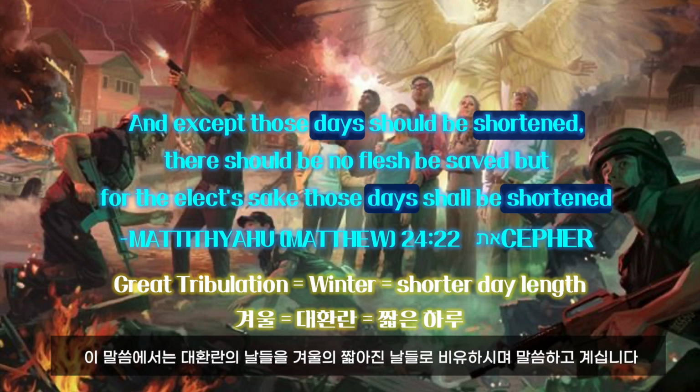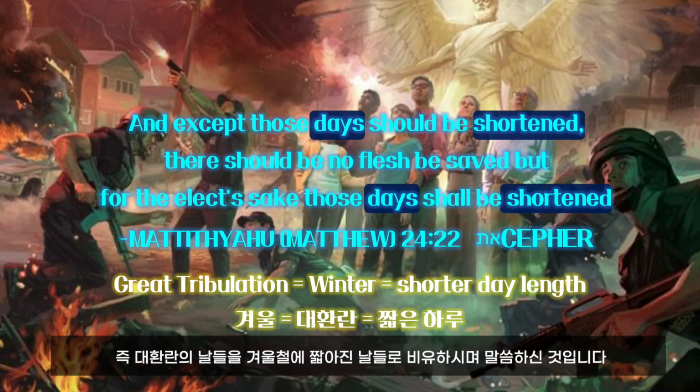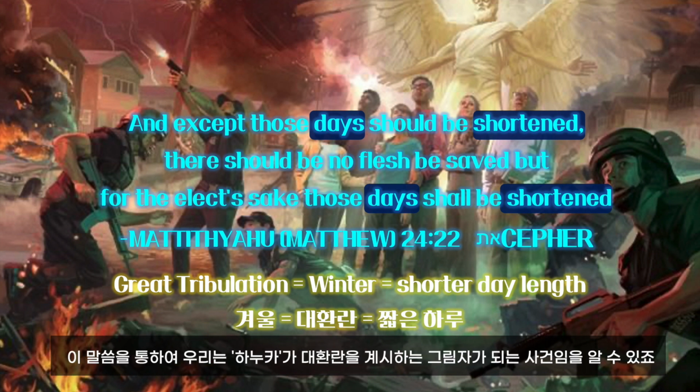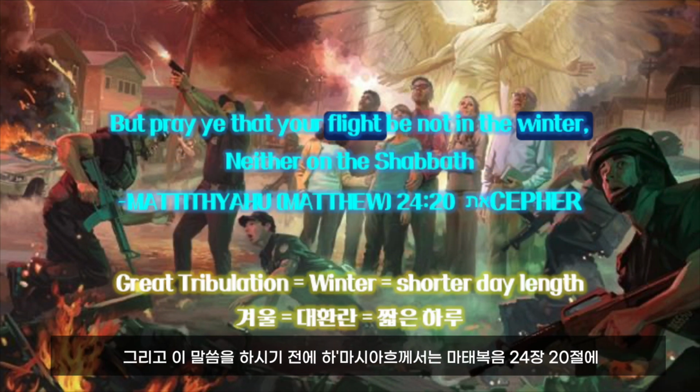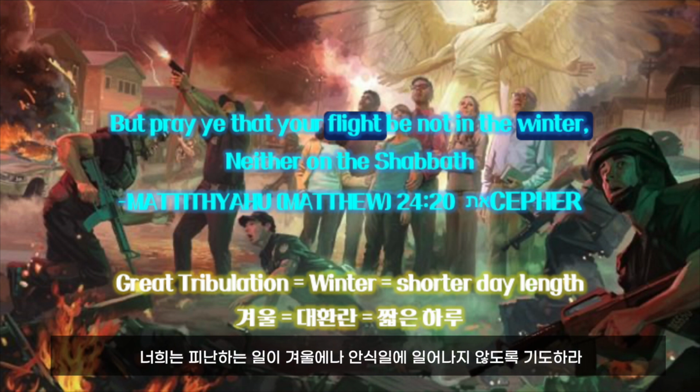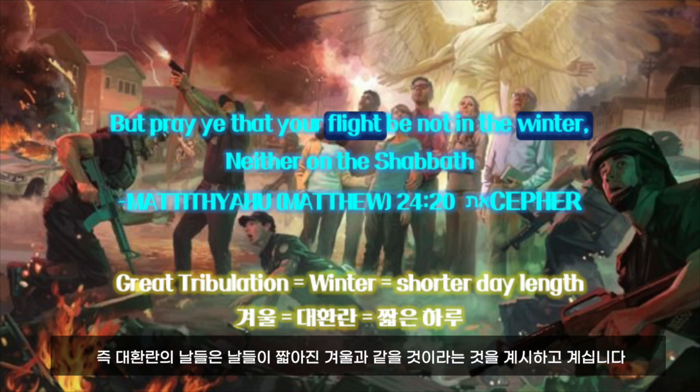Again, in this passage, the fluctuating nature of the length of the day is used as a parable of the Great Tribulation. Hamashiach likened the Great Tribulation to the winter season, when days are shortened. From this, we know Hanukkah is an appointed time that foreshadows the Great Tribulation. Also, Hamashiach said, pray that you don't have to flee on the Sabbath or in winter. So it means the Great Tribulation is in winter, when days are shortened.